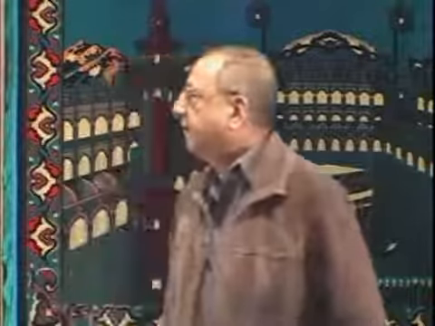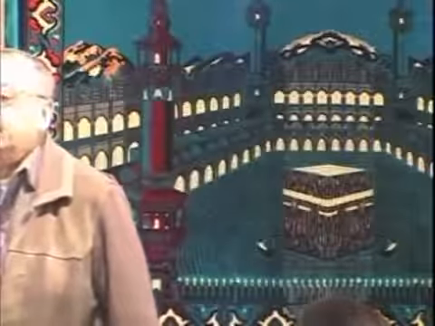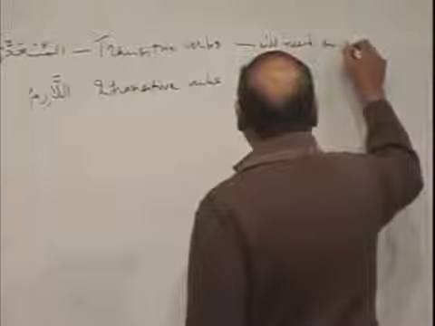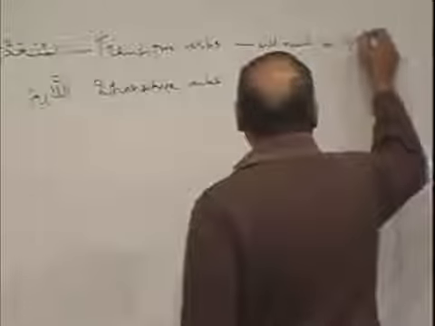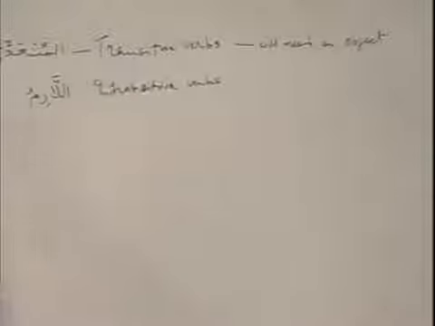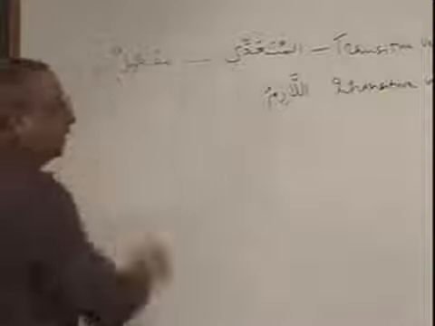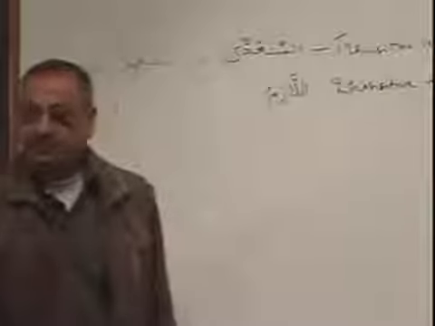Okay, now, a transitive verb, brothers and sisters, will need maf'ulun bihi, an object. Transitive verbs will need an object. What do we say in Arabic? It will need maf'ulun bihi. It will need maf'ulun bihi.